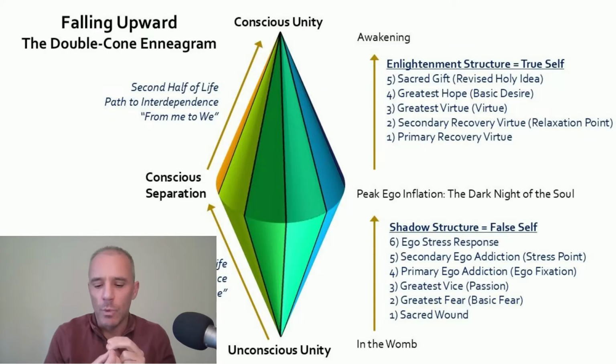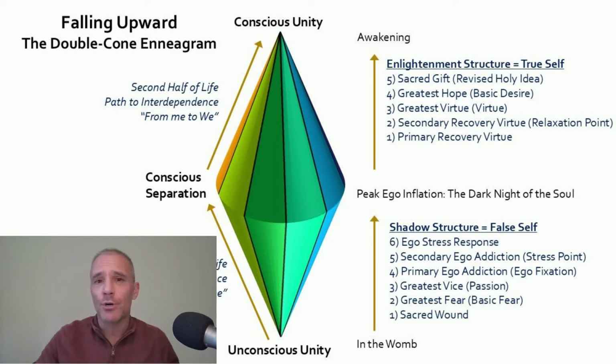So our primary ego addiction, again, is kind of our go-to default way of navigating reality. And then we need to practice that recovery virtue, but then it opens up a secondary recovery virtue. And so we need both of those to reach our greatest virtue. So they're kind of like these two secondary virtues, and they combine to create a superpower.